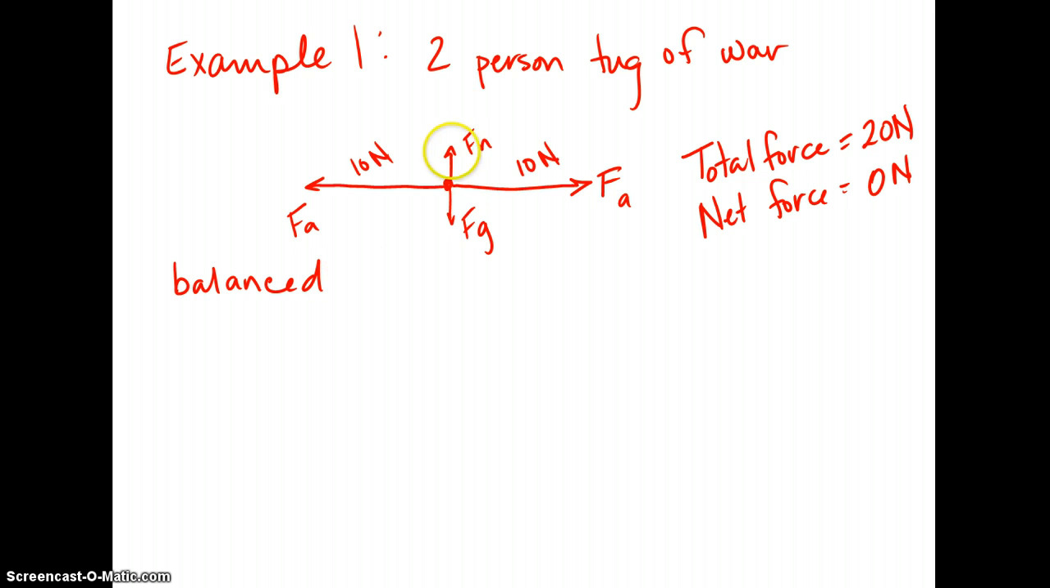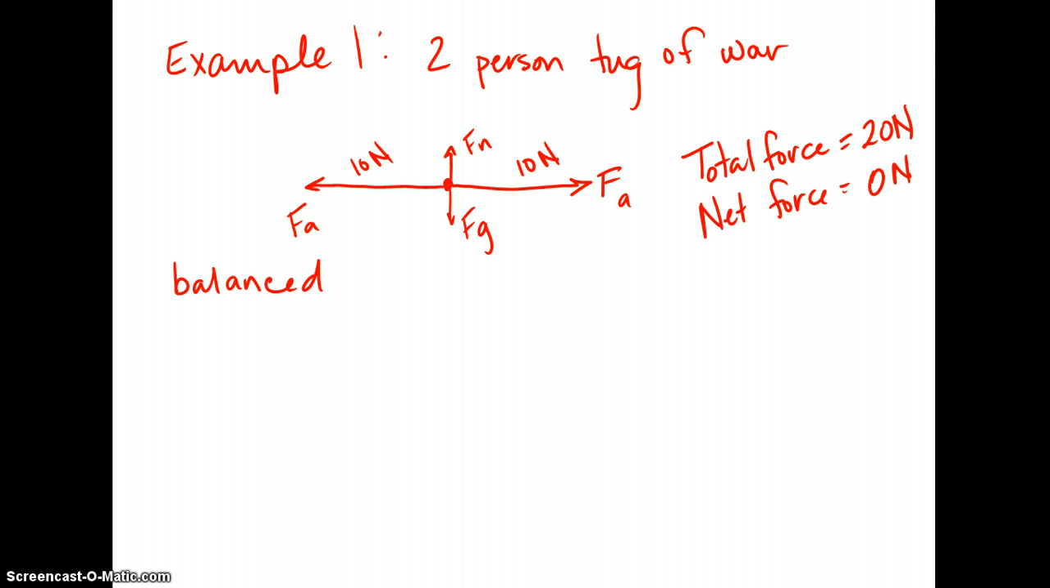Now, you might say, oh, but these two vectors, the normal vector and the gravitational vector, are shorter than the FA vectors, and that's true. But because the FN vector is of equal magnitude to the FG vector, those cancel out. And because these FA vectors are of equal magnitude, those cancel out. So you have a net force of 0. Okay, and this is considered balanced, and it follows Newton's first law because it is balanced. Remember, Newton's first law only has balanced force diagrams.